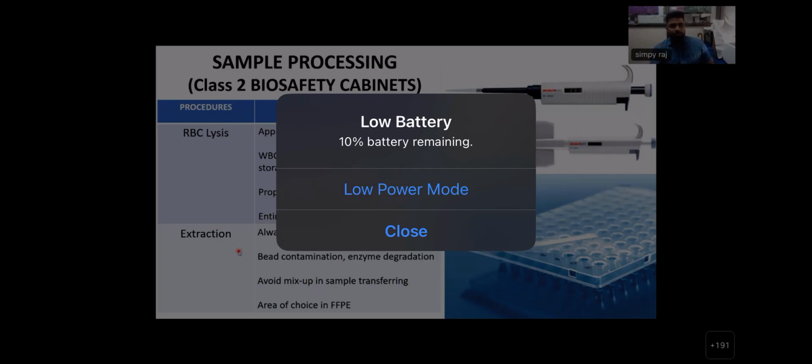Next thing is after you lyse it, there will be formation of a WBC pellet. So while removing the supernatant, you must be very much aware that we are not removing the pellet also. Otherwise, all the material is gone and the test is also gone.